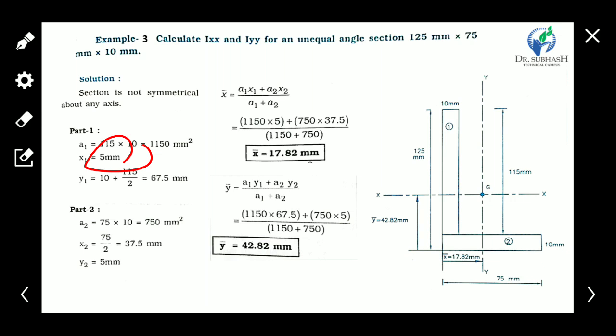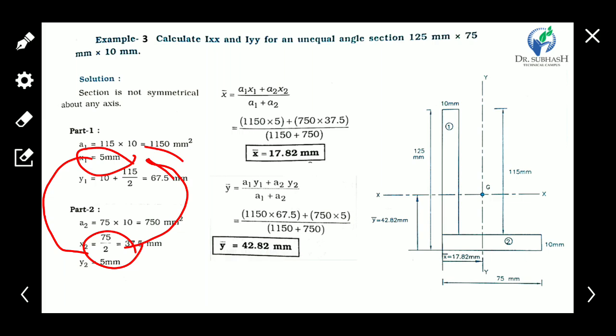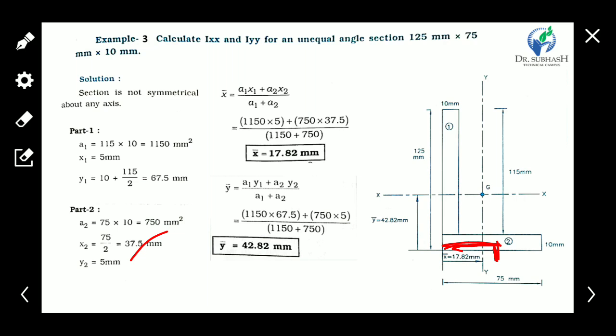Here, part 1 is considered inverted. Sorry, this x1 and x2 are inverted. This x1 comes here and this x2 comes here. Sorry, okay. x1 is found: it's half of 75, which is 37.5, and y2 is 5, and x2 is 75 by 2. Okay, sorry for that.